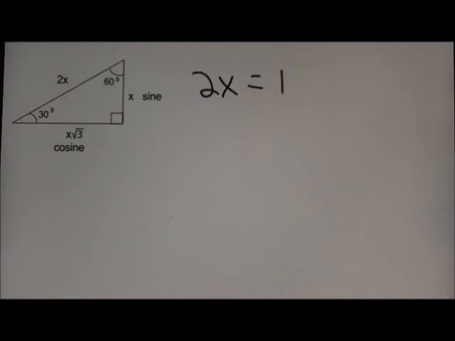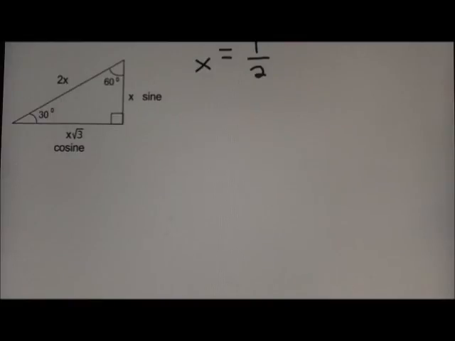So now that we have 2x equals 1, we want to get x all by itself. To do this, we would divide both sides by 2. After we divide both sides by 2, our answer would be x equals 1/2. Now we have x equals 1/2 to plug in to find sine and cosine.